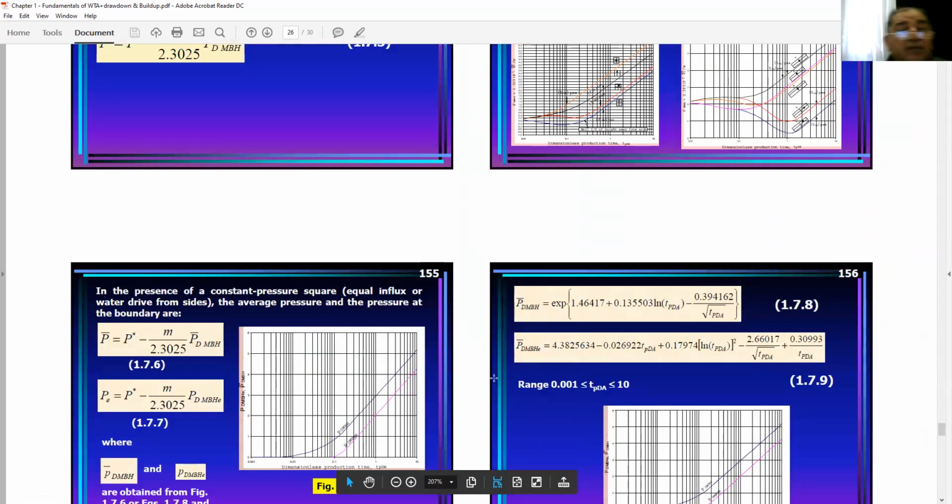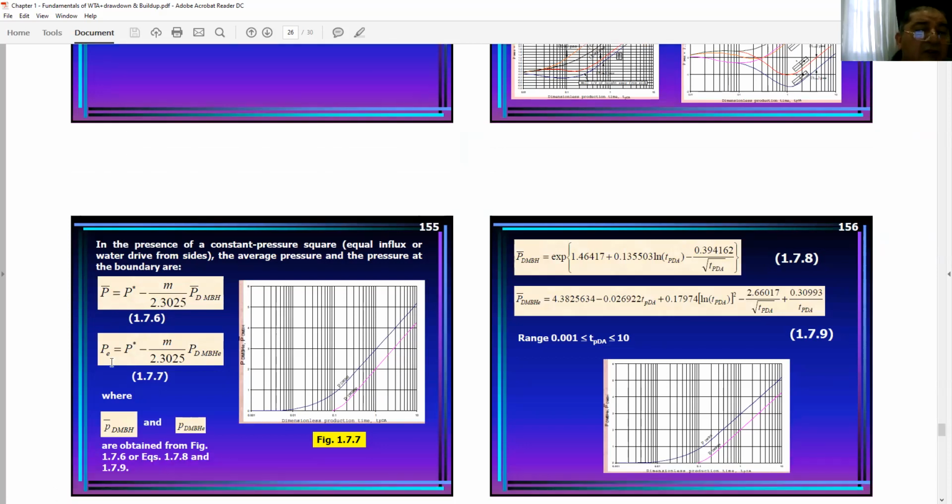Now, sometimes you have what's called a constant pressure boundary, if you have a strong water aquifer. What we expect is that the pressure at the boundary may not change. So we could say we have constant pressure at the boundary. In this case, we need to apply this model: P average equals P star minus m divided by 2.3025 times the dimensionless pressure calculated by Matthews, Brons, and Hazebroek.